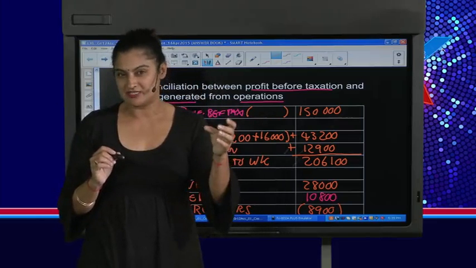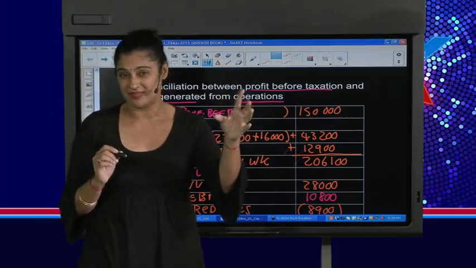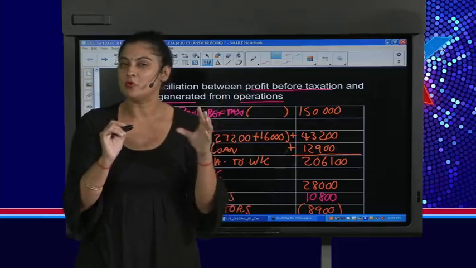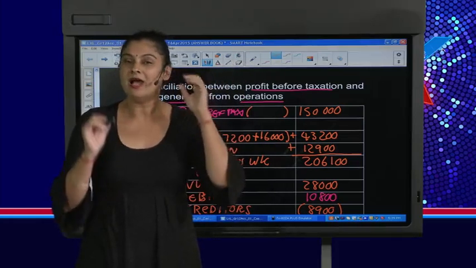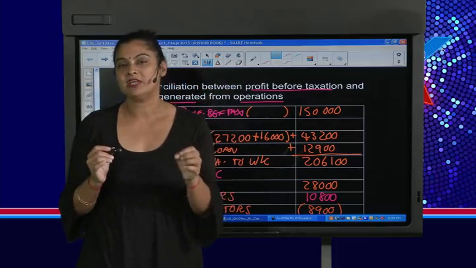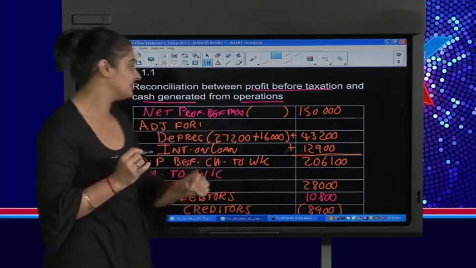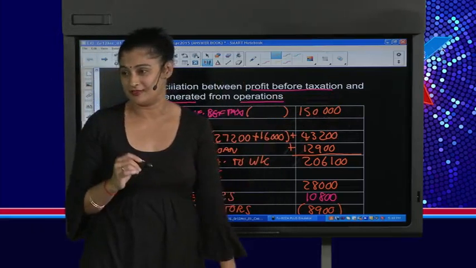In the income statement, I subtracted depreciation because it was an expense. Income statement, I'm trying to work out my profit. In the cash flow statement, however, I'm looking at actual cash. So because depreciation is a non-cash item, it is now added back. Okay, I hope I answered the question. You have. Okay, right, cool.